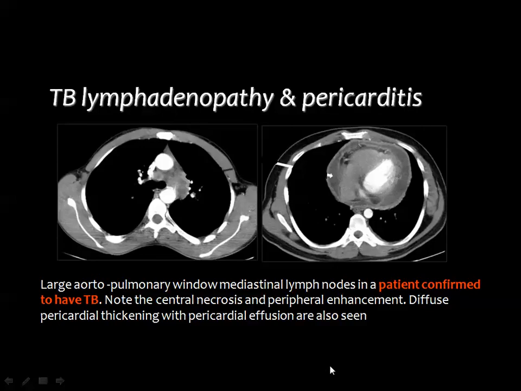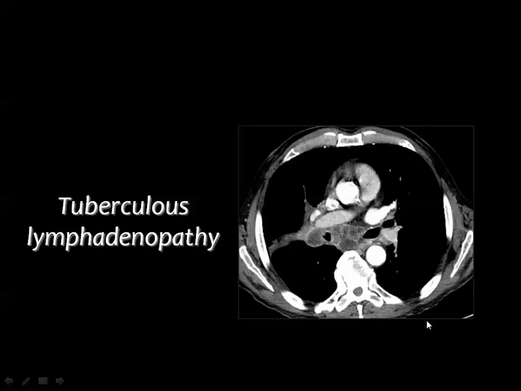This patient is proved to have TB, and the CT scan showed multiple small centrally necrotic lymph nodes in the mediastinum, together with diffuse pericardial thickening and enhancement with some pericardial fluid. And this is TB lymphadenopathy and also TB pericarditis. Another example of tuberculous lymphadenopathy in the subcarinal group, you see some of the lymph nodes that are centrally necrotic and marginally enhanced.